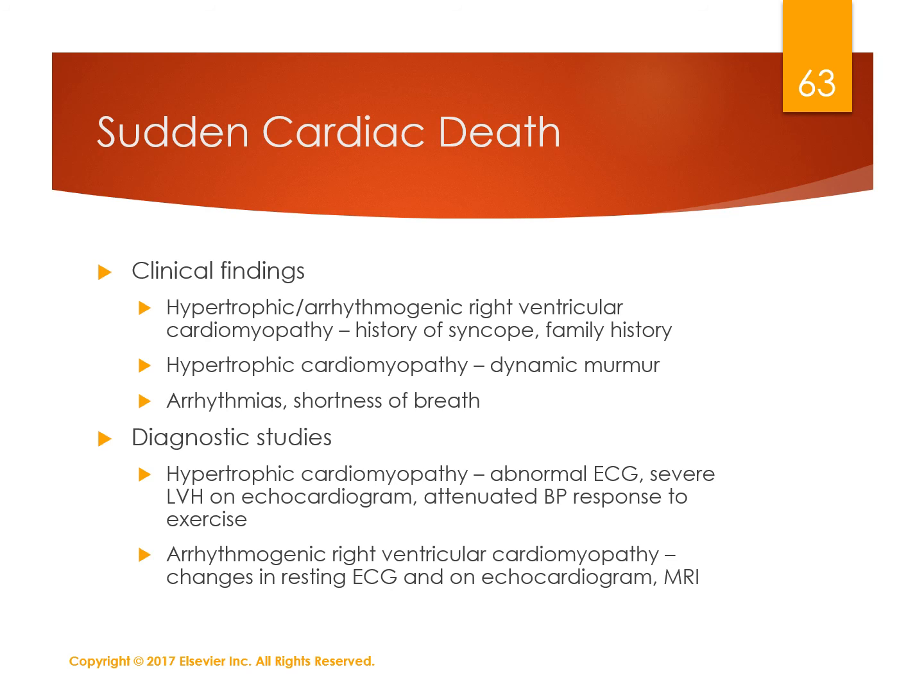Clinical findings, we'll usually find that there's some sort of hypertrophic or arrhythmogenic right ventricular cardiomyopathy, and what we'll usually see is that there was some history of syncope and a family history. With hypertrophic cardiomyopathy, they'll usually have a dynamic murmur, and we'll also usually see that they've had some arrhythmias and shortness of breath in the past.